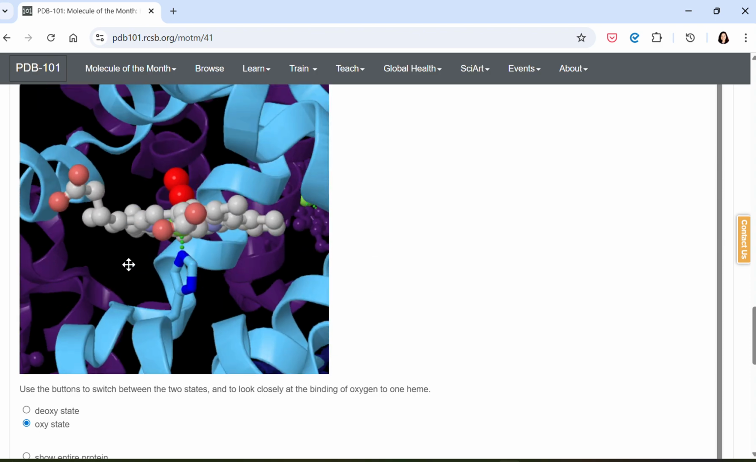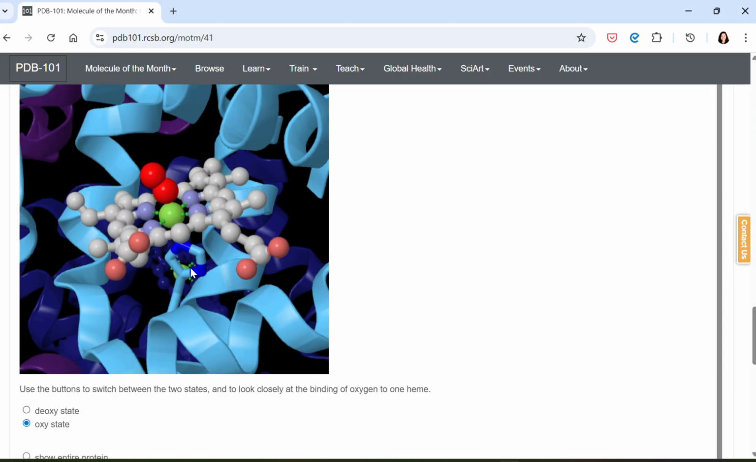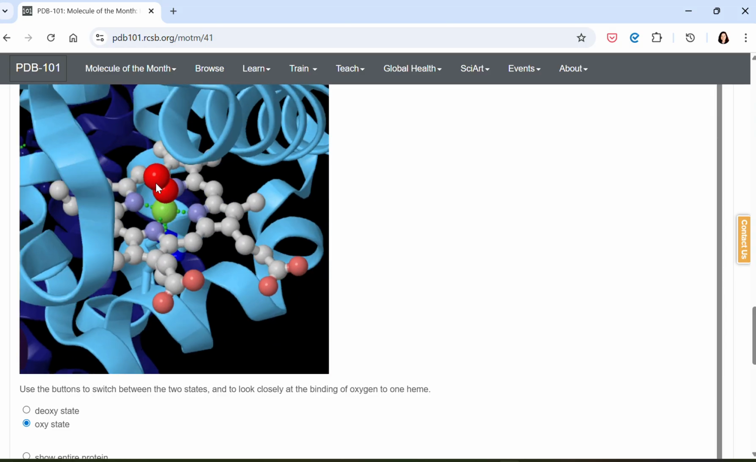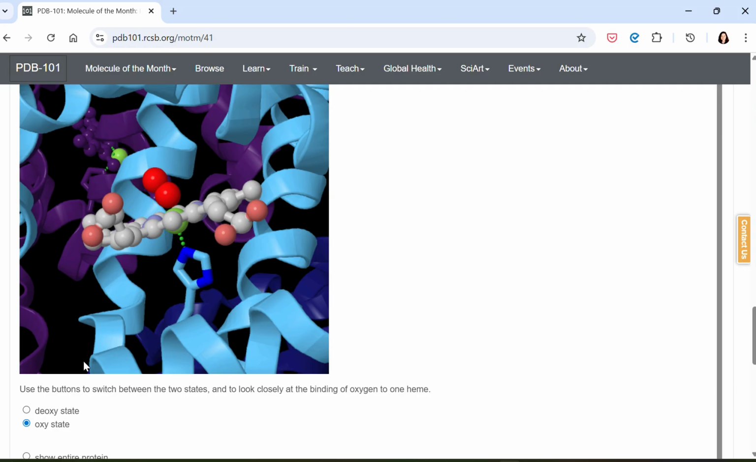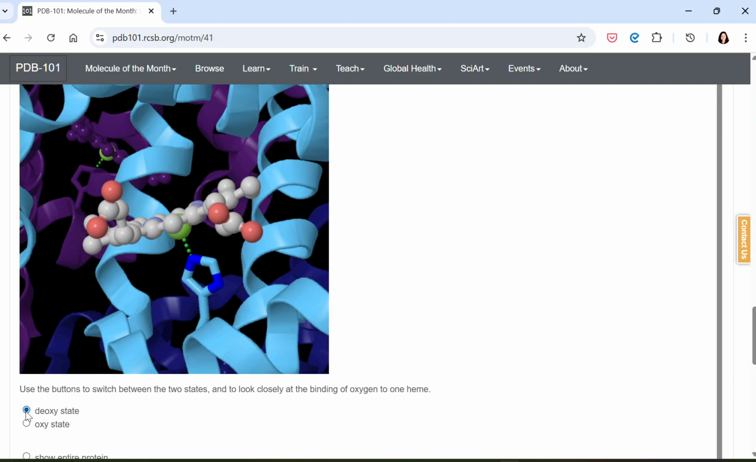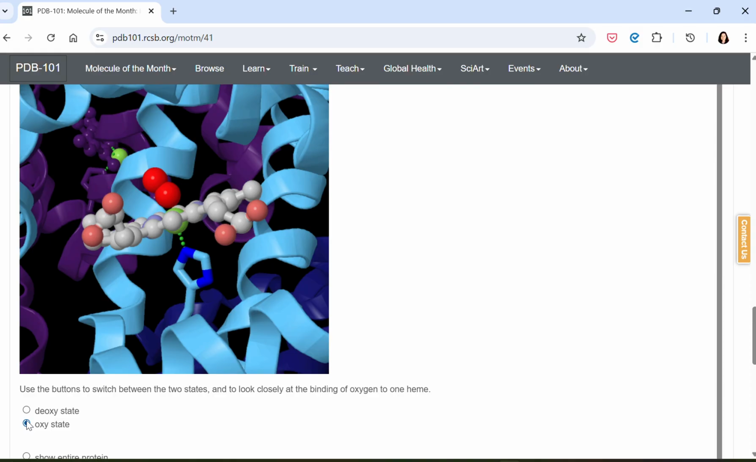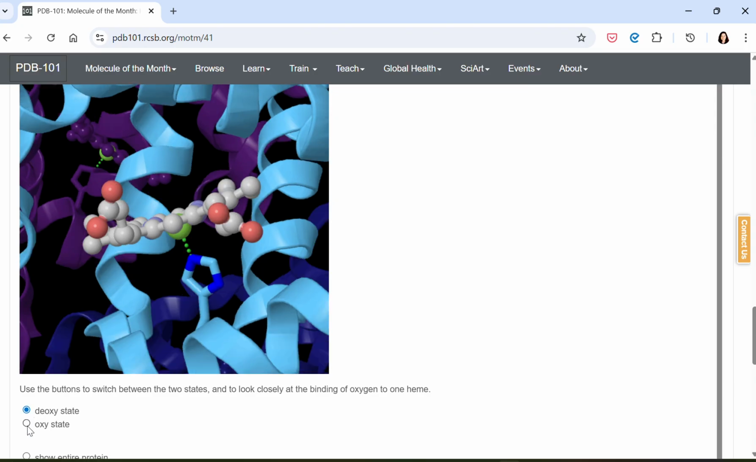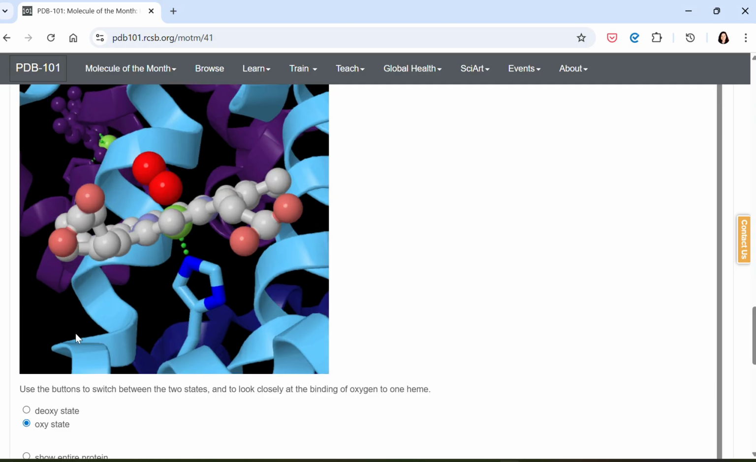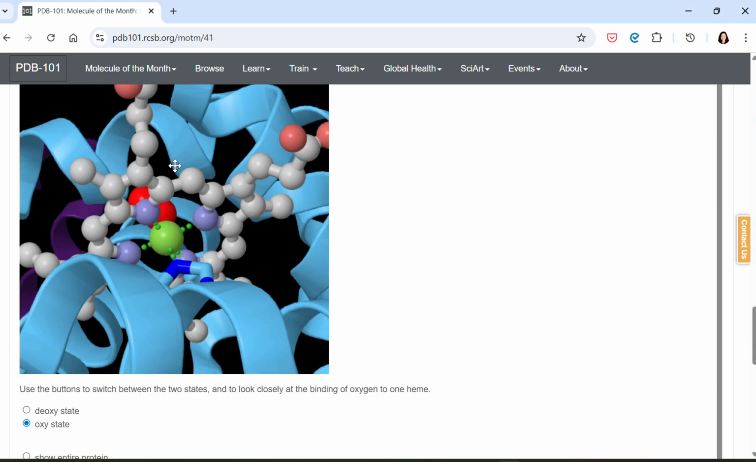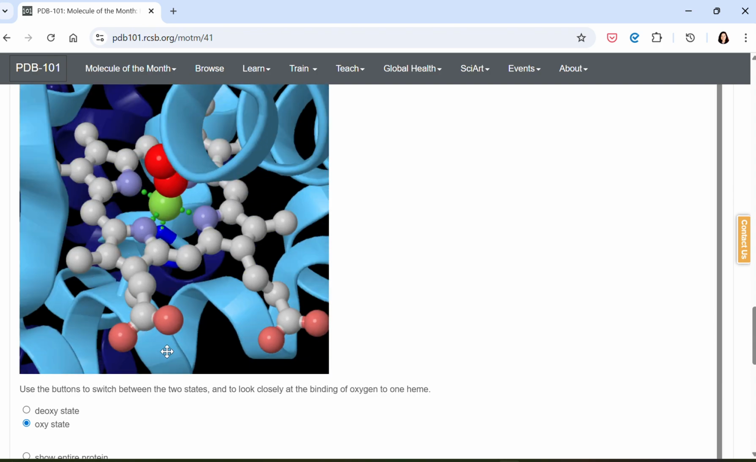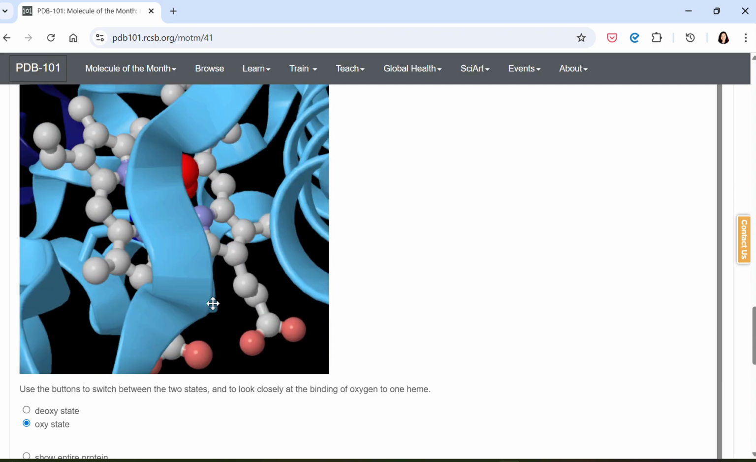Now we can turn this around. This is the histidine, iron, and the oxygen molecule in here, the deoxy state and the oxy state. You can notice that small conformational change in the heme group as well. So it is kind of significant for the activity of hemoglobin.